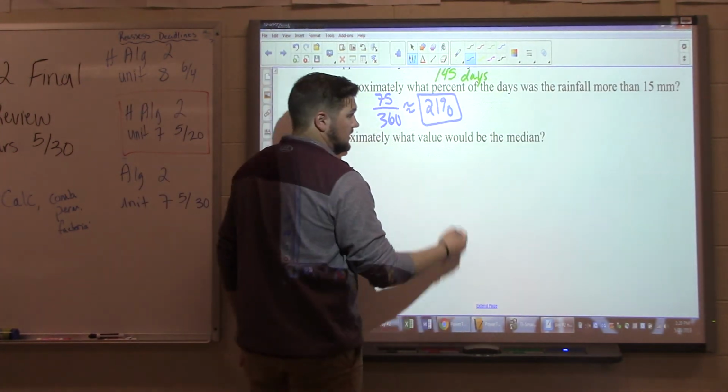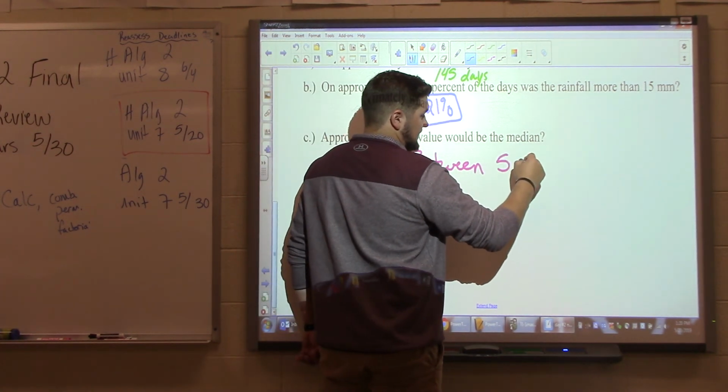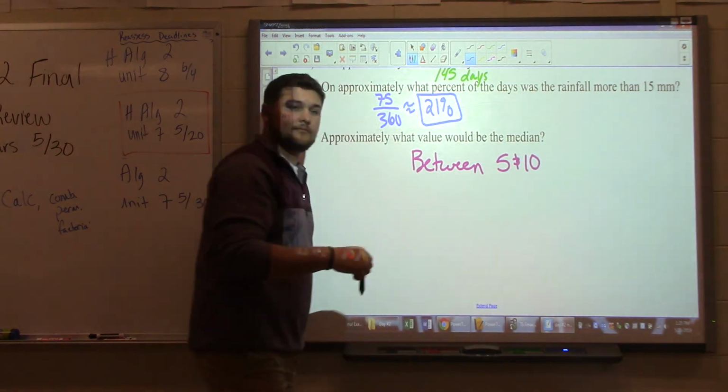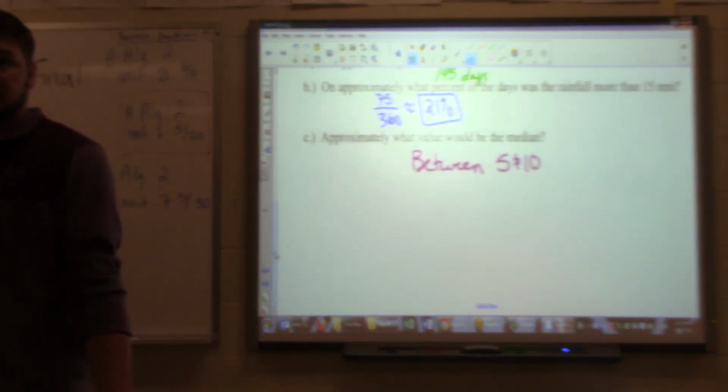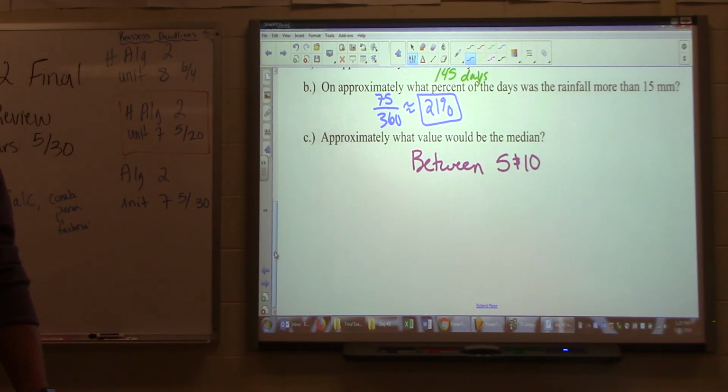Approximate value of the median between 5 and 10. Does that make sense? Are there any questions on that? Anything? Anything at all? All right.